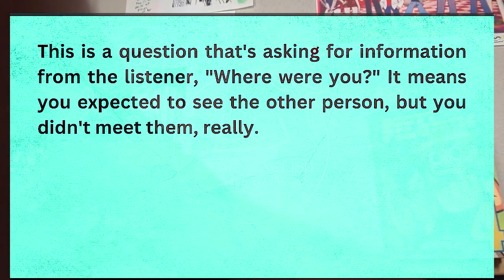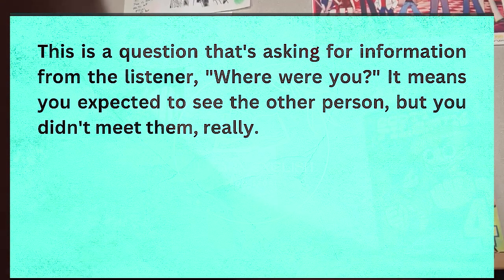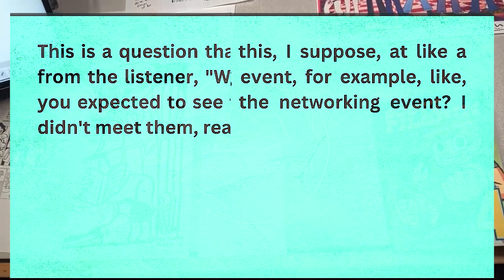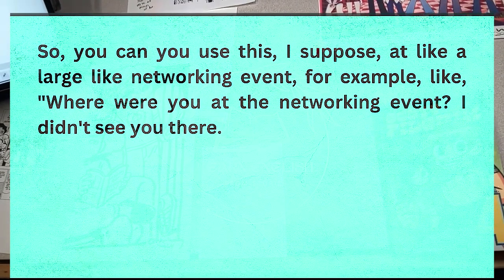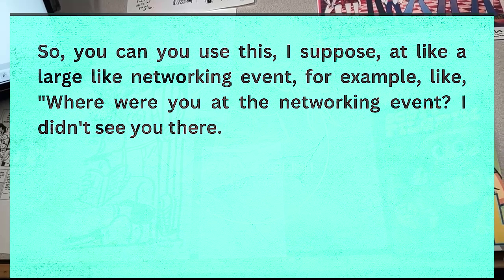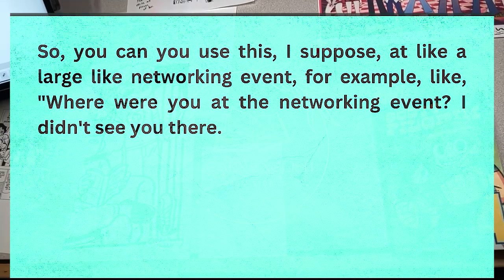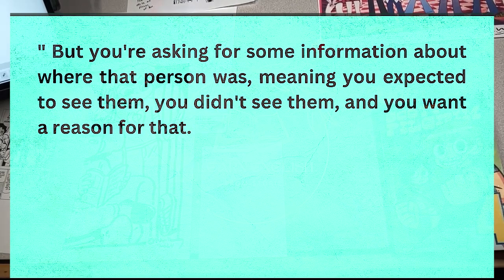It means you expected to see the other person, but you didn't meet them. So you use this, I suppose, at a large networking event, for example: where were you at the networking event? I didn't see you there. But you're asking for some information about where that person was, meaning you expected to see them, you didn't see them, and you want a reason for that.